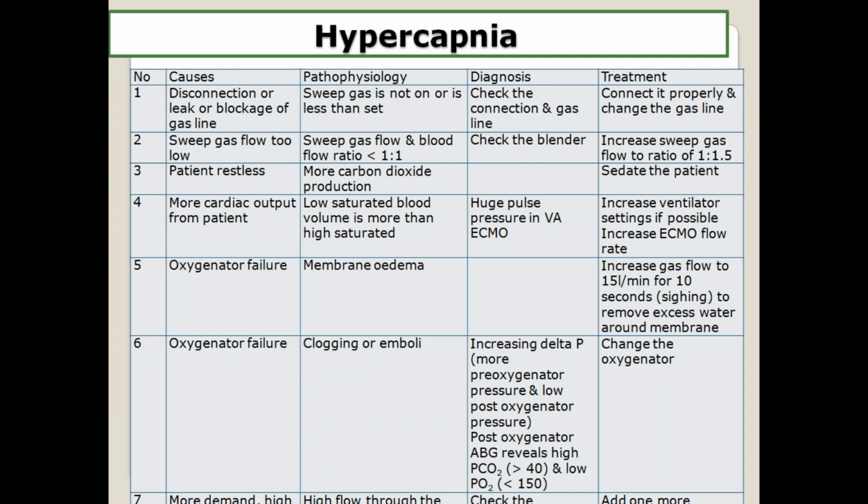If your staff forgets to flush the oxygenator for say 12 hours or 24 hours, you will start getting returning CO2. So what you need to do is see that your staff does the proper flushing of the oxygenator. Oxygenator failure, that will be clogging or emboli of the oxygenator. Again, that will decrease oxygenator function and lead to hypercapnia. Or again, the high cardiac output state, for whatever reason, maybe the demand is more than the flow, then you get hypercapnia.